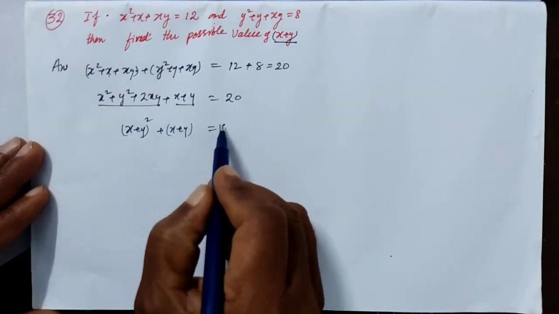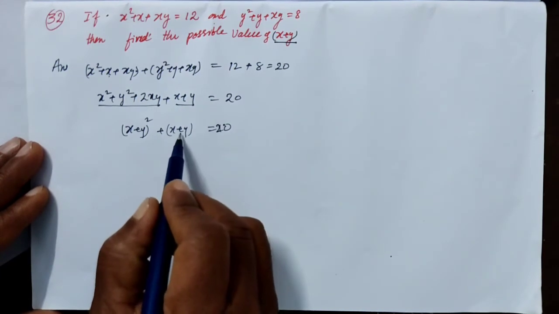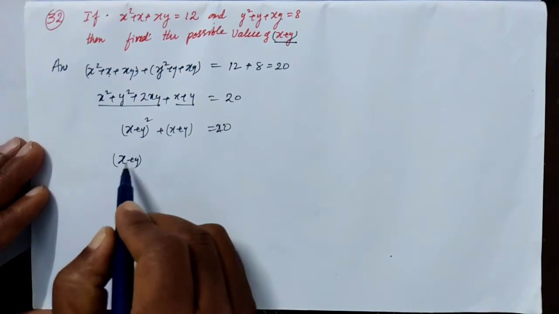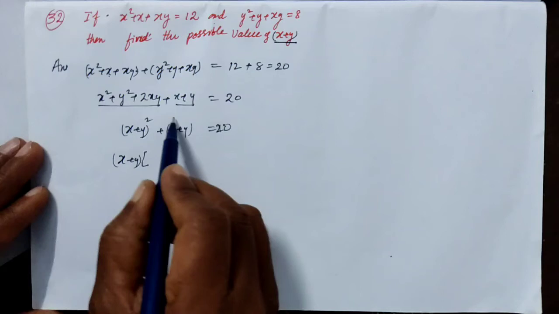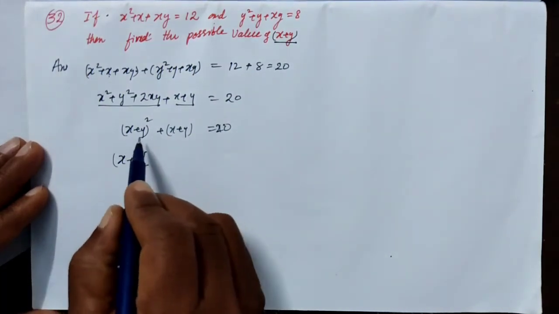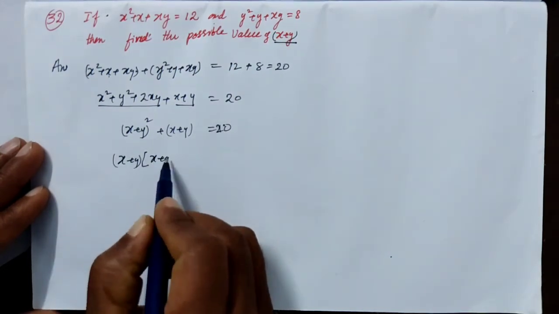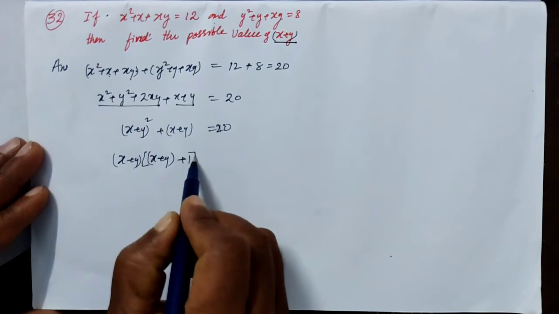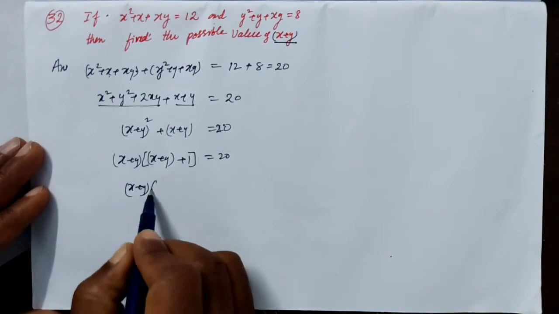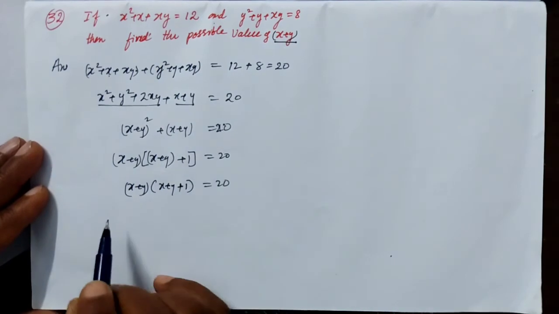Now see, this is x plus y whole square and this is plus x plus y. So take x plus y common on both sides. Among these two terms, take x plus y common. So what will remain? x plus y plus 1 is equal to 20. So x plus y into x plus y plus 1 is equal to 20.